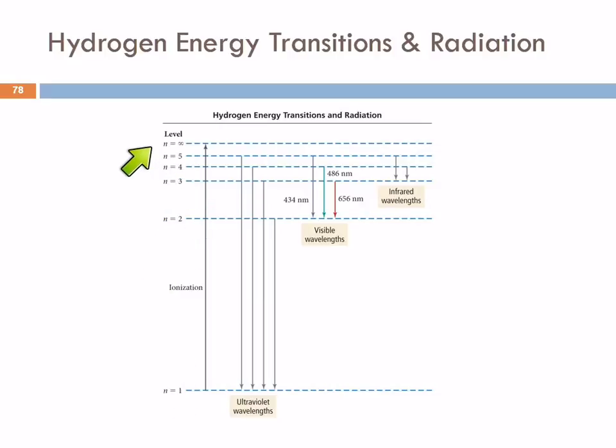So in the hydrogen atom, here we have n equals 1, 2, 3, 4, 5. If n were infinity, that means that electron has been ejected from the atom. It's become a hydrogen ion. So it's just left the atom entirely. We see transitions all the way down to the ground state, n equals 1, because hydrogen only has one electron.